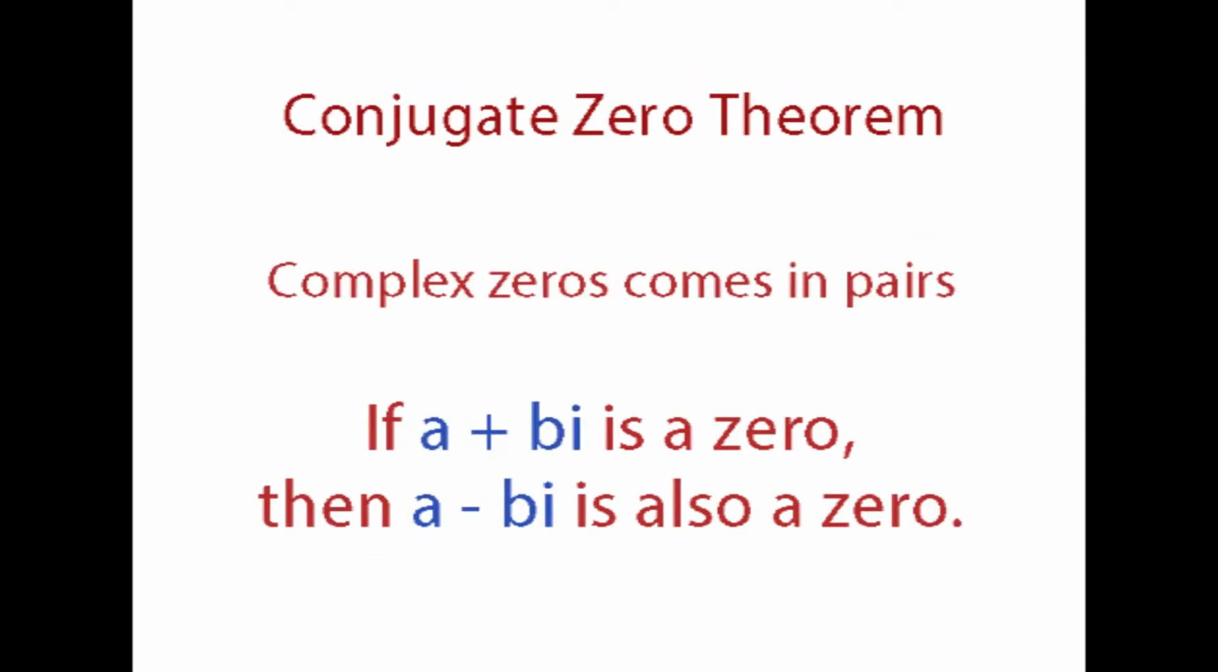The last theorem is the conjugate zero theorem, which states if we have A plus BI as a zero, then we also have A minus BI as a zero. Complex zeros come in pairs. Now they're complex because we have a real number A and an imaginary number BI. And that BI must have both the positive and the negative value. Complex numbers come in pairs of plus and minus.